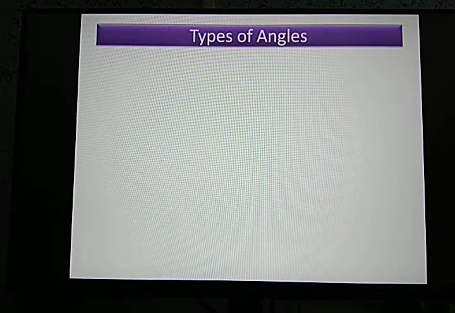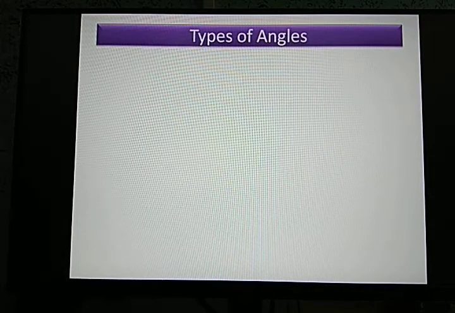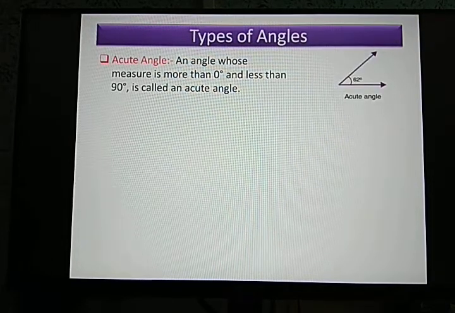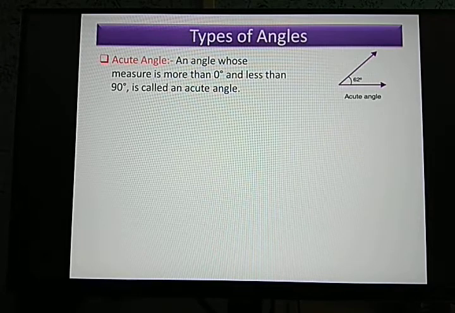Now we are going to classify the angles based on their measurement. So let us classify them. The first classification is acute angle. Now what is an acute angle? An angle whose measurement is more than 0 degree and less than 90 degree is called an acute angle. So let us see one example. Here 62 degree is an acute angle because we know 62 is more than 0 degree and it is less than 90 degree. So it is an acute angle.